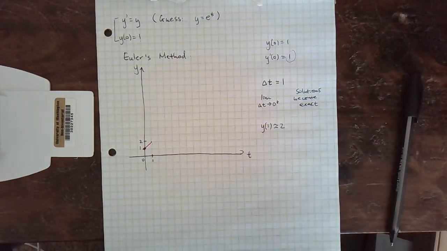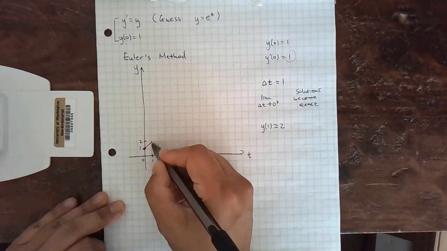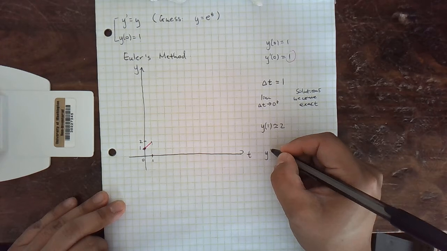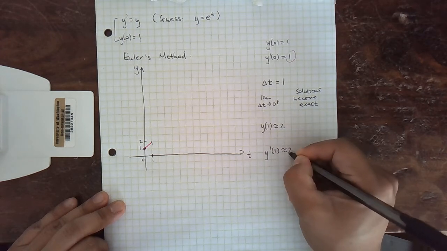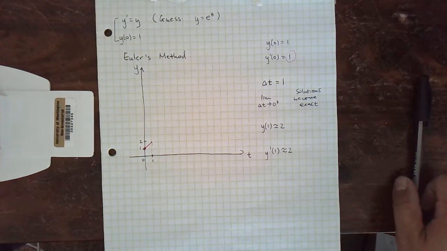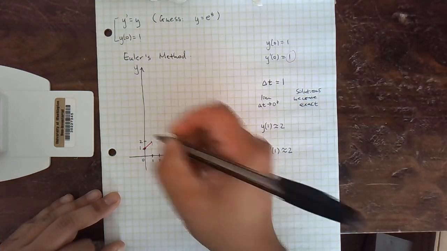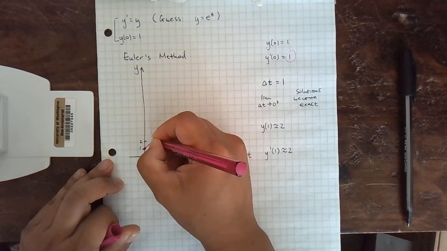Okay, then let's keep going. So now we're at t equals 1. So we say y of 1 is approximately 2, which means y prime of 1 is also approximately 2. Okay, and then our delta t is still 1, so we'll go one more. We'll go up to 2. We're going to draw a line segment of slope 2.